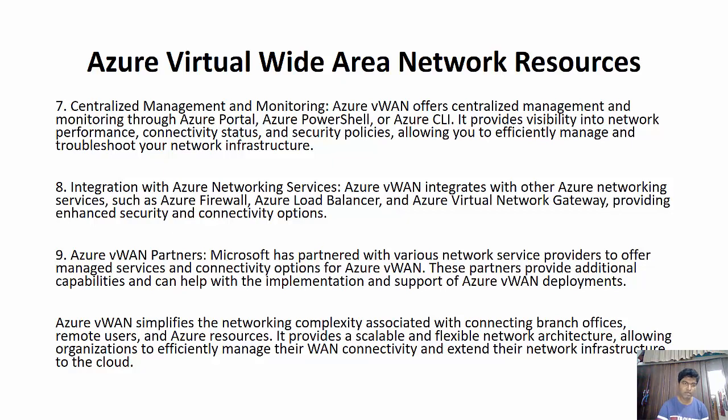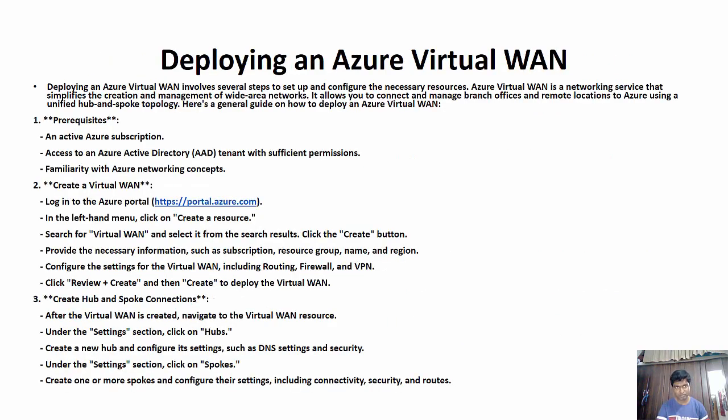So Azure vWAN simplifies the networking complexity associated with connectivity to branch offices, remote users, and Azure resources. It provides a scalable, flexible network architecture, allowing organizations to efficiently manage their vWAN connectivity and extend their network infrastructure to the cloud.